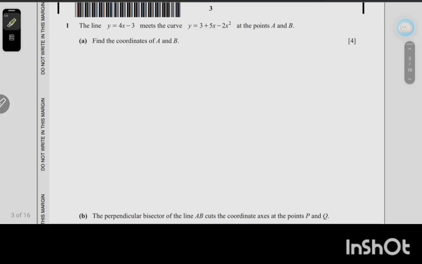The line y equal to 4x minus 3 meets the curve y equal to 3 plus 5x minus 2x square at the points A and B. Find the coordinates of A and B.